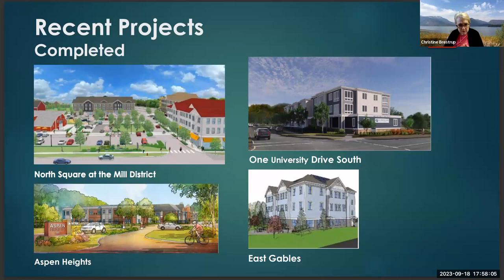Here are some examples of recently completed projects. North Square at the Mill District, Aspen Heights, One University Drive, and East Gables, which is just now going online. And that's the project on Northampton Road that we've all been watching go up over the past year or two. Next slide, please.